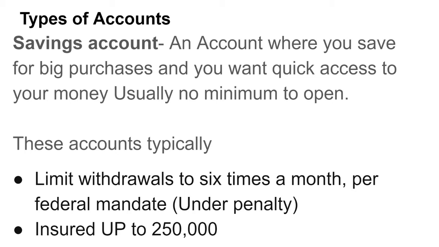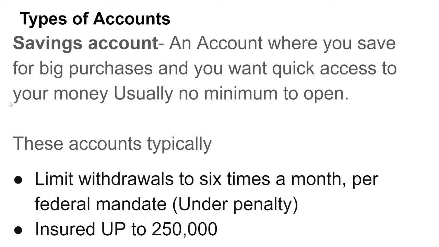Now you may be thinking, wait, why should it be a problem for me to access my own money? Well, for some accounts, as you'll see later on, you cannot access your money quickly without penalty, or if you do try to access it before a certain time, there will be a fee.